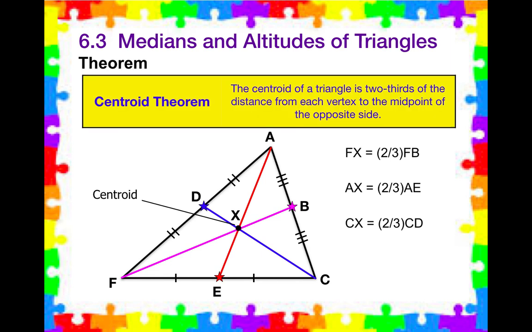The centroid theorem states that a centroid of a triangle is 2/3 of the distance from each vertex to the midpoint of the opposite side. So if I follow 2/3 this way, 2/3 this way, and 2/3 this way, I get to the centroid of my triangle.